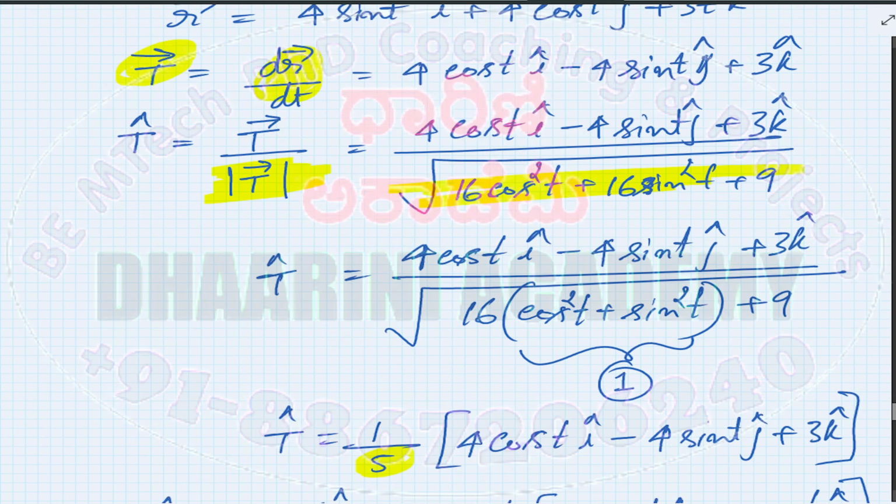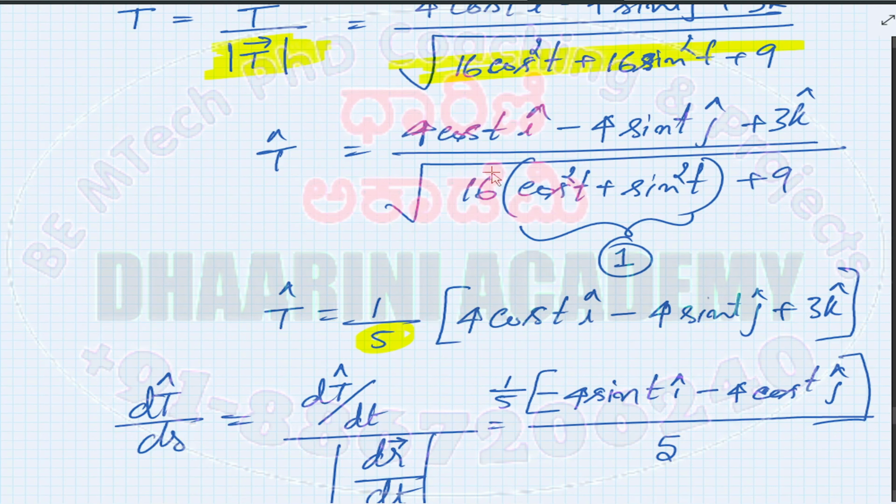I can see that the 16 is common in this. If you take a 16 out in the denominator, I am left with cos square t plus sin square t, and that is 1.